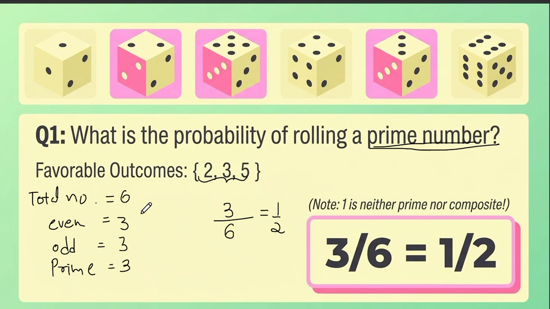Okay. Suppose the question is to find the probability of getting an even number, then again the same answer, 1 by 2. Of getting an odd number, again the same answer, 1 by 2. And one more thing, 1 is not a prime. Prime numbers start from 2. Why is 1 not a prime? Because a prime number has exactly 2 factors. 1 has only one factor, 1, so that's why it is not a prime.